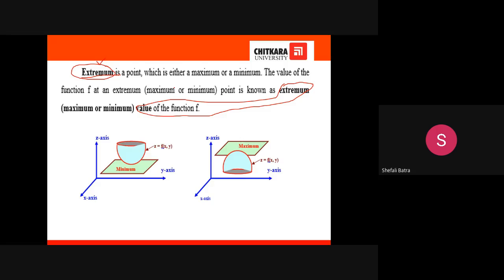So this was the example we have already discussed. Because z is equal to f of x comma y geometrically represents a surface, right?